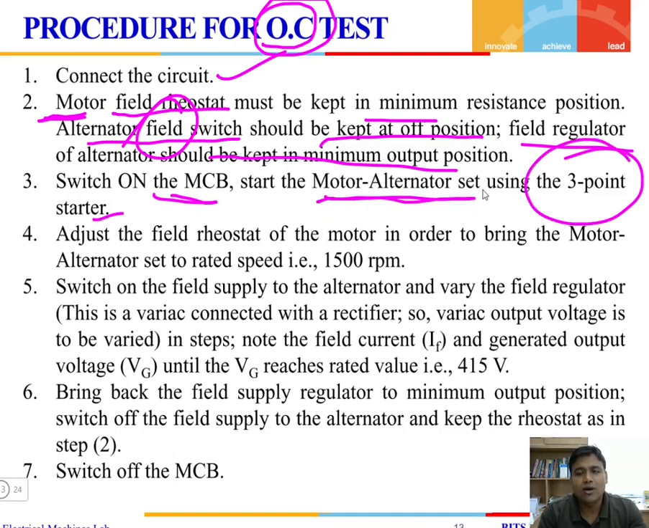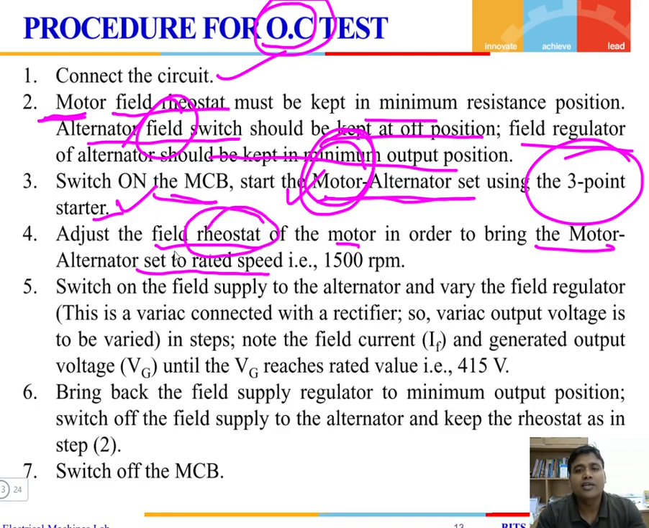The 3-point starter is the one which is used to start the motor, because we have seen in the experiment for the DC machine that the starters limit the starting current, and when using the starter we will be starting the motor first. The resistance will be slightly cut down to gather more and more speed for the motor. So you adjust the field rheostat of the motor in order to bring the motor alternator set to the rated speed. Once the rheostat which is connected to the field winding of the motor is varied, it means we are basically varying the flux. So once we are varying the flux, the rated speed of 1500 RPM has to be reached.